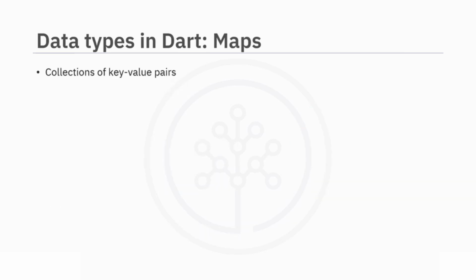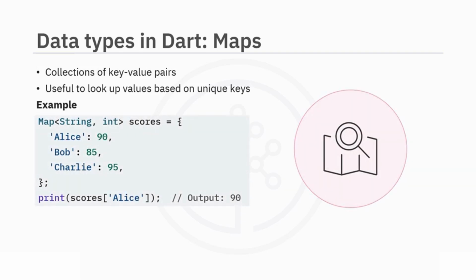Maps, another data type in Dart, are collections of key-value pairs. Each key in a map is unique and associated with a value. Maps are especially useful when looking up values based on unique keys. Here's an example to understand how to use maps.